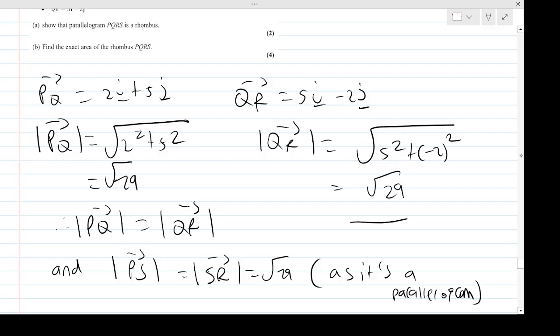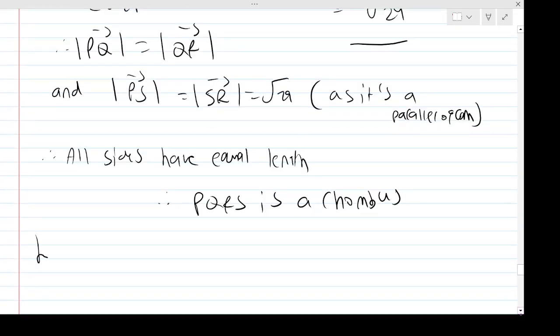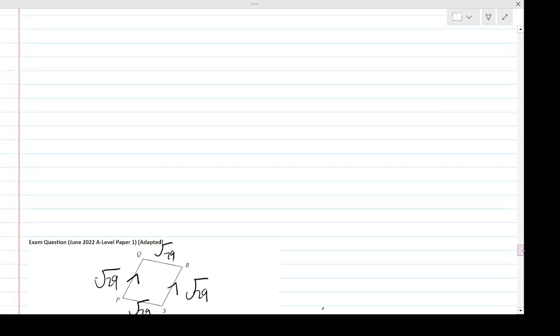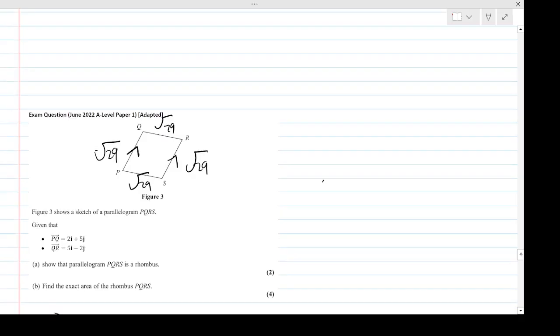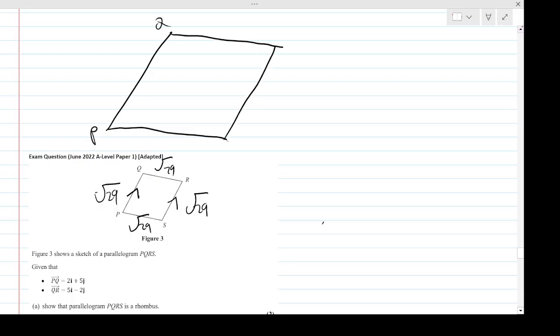Okay, then part B, once we've done that, we need to find the area of this rhombus, right? Well, I have all the lengths, what can I do here? Well, if you remember when we looked at the triangle chapter, I think it was chapter 9 again, I'm going to redraw this. So again, that's PQRS, and they're all root 29. All sides are root 29, right?